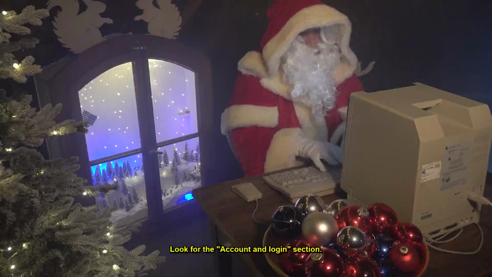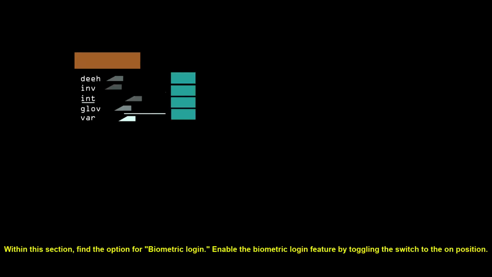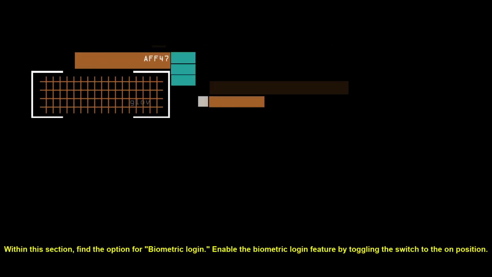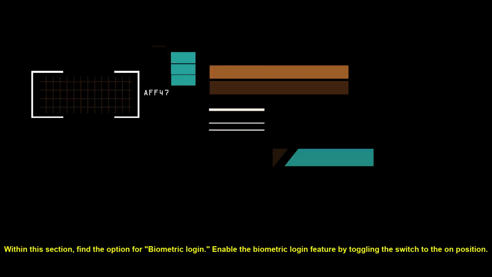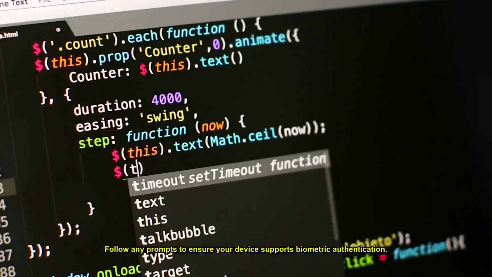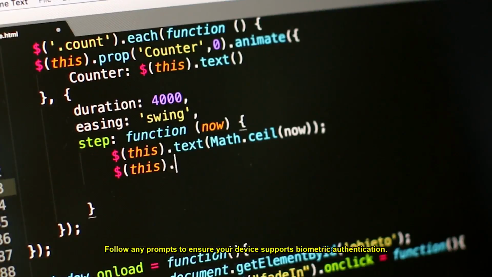Look for the Account and Logins section. Within this section, find the option for Biometric Login. Enable the Biometric Login feature by toggling the switch to the on position. Follow any prompts to ensure your device supports biometric authentication.